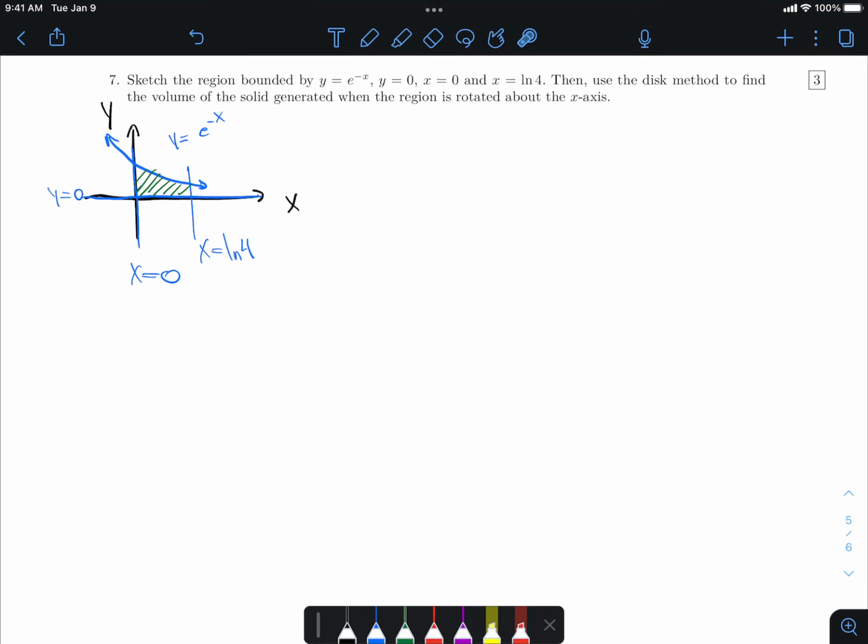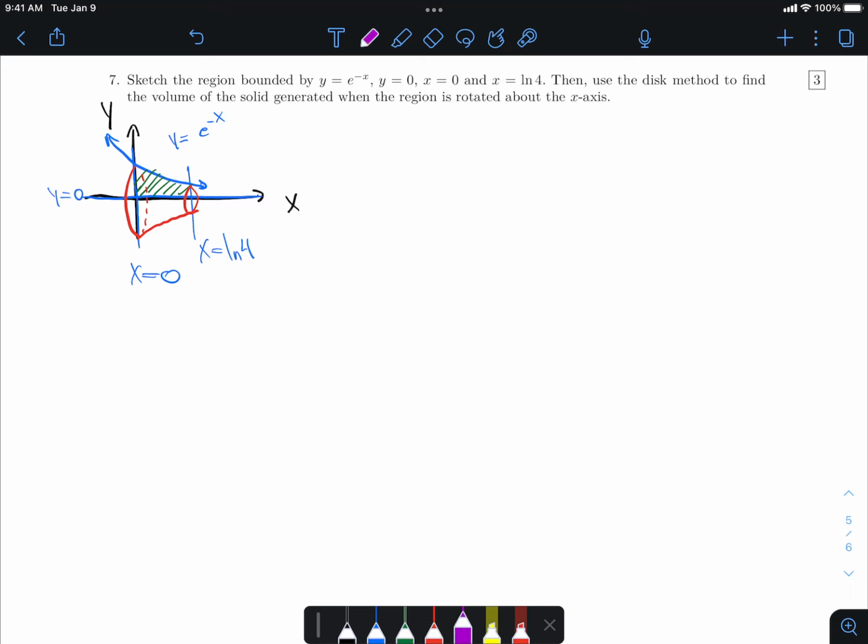Now we're going to find the volume of the solid that's generated when this region is rotated around the x-axis. So we're rotating this guy around, and we're getting this, almost looks like a cone thing, but it really isn't. This volume. How do we find the volume of this thing?